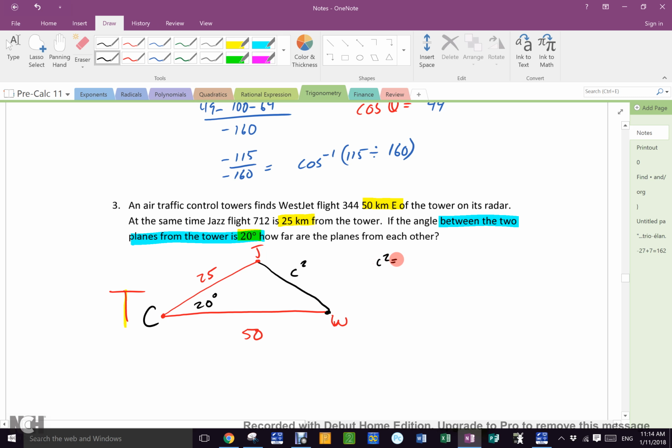C squared equals 25 squared plus 50 squared minus 2 times 25 times 50 times cos 20. And what do you got to remember to do at the end? Square root. If you're good with your calculator, you can do it all in one go because C is going to equal the square root of all of that. And when you practice a bit, you'll be able to do it all in one shot.